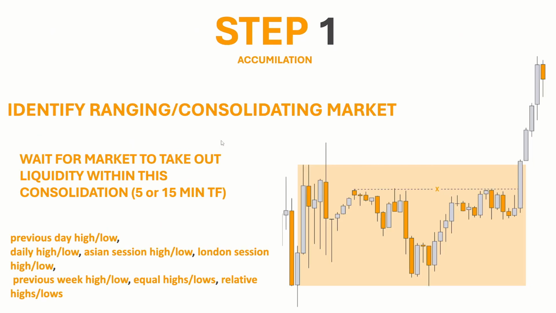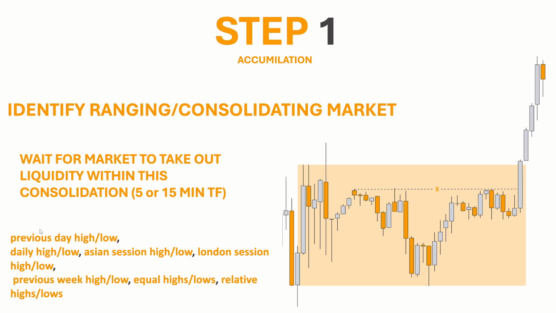Alright, step 1, this is our accumulation phase. You want to identify a ranging or consolidating market within the London or New York sessions. So once we've identified it on this chart, for example, we want to go into the 5 or 15 minute time frame and wait for a liquidity sweep. As you can see here, we quickly get a liquidity sweep as this high is broken right here, this swing high. This resistance is broken here, market takes out this liquidity to the upside.